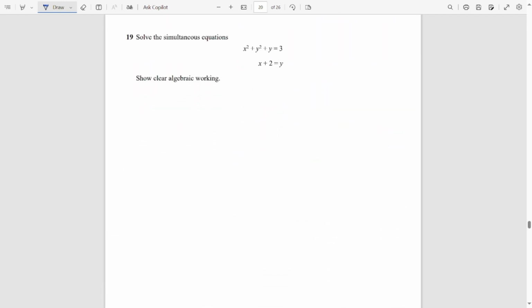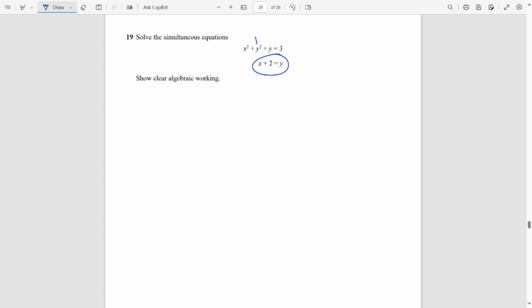Okay, 19, solve a simultaneous equation. So for simultaneous equations that are quadratics, what you always need to do is substitution. So they will give you one that is linear, hopefully, usually. And so in this case, this is my linear equation. And in my case, it's actually been made pretty easy for me because they've already rearranged it into a format where I can substitute. They've told me y is x plus 2.